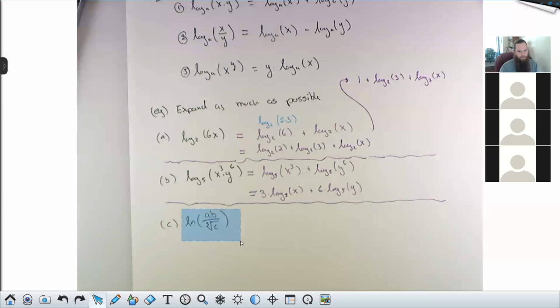All right, this bottom one looks a little different. It's an ln. And then also inside, I've got a whole bunch of symbols going on. So first, ln, what does that mean? What is that?